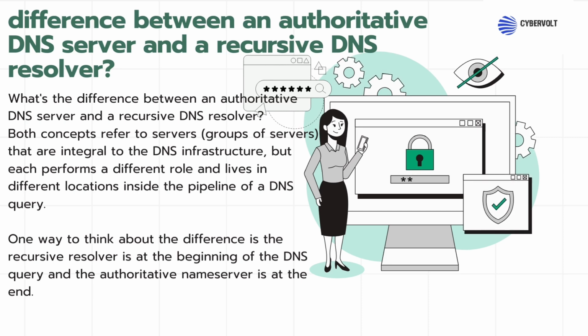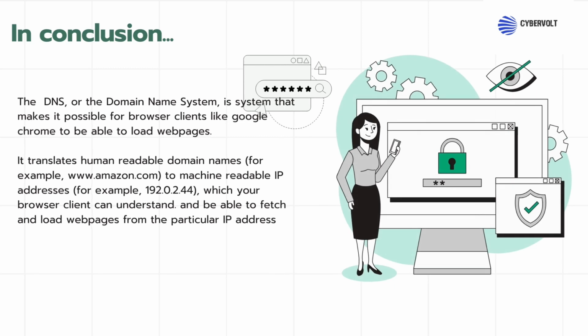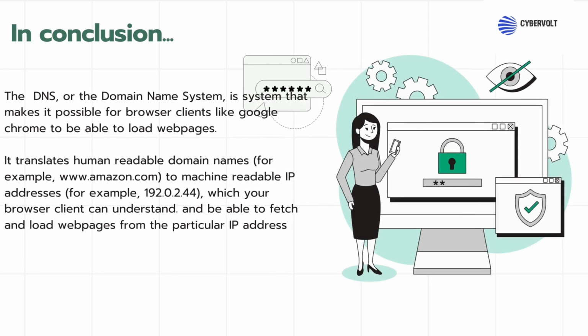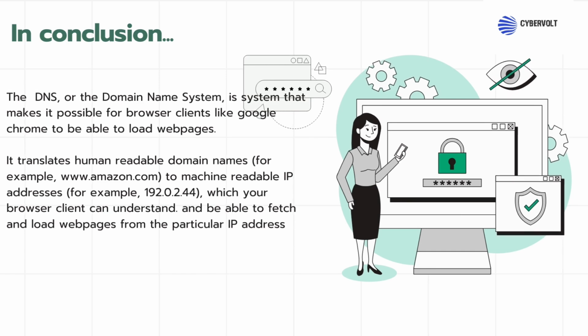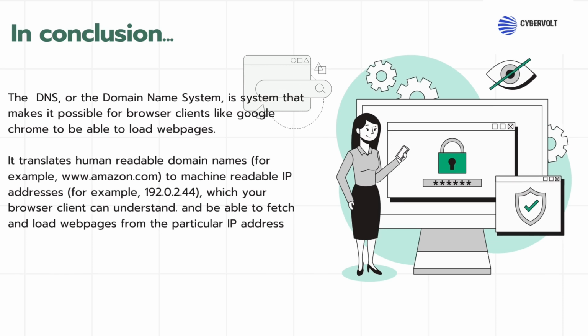In conclusion, the DNS, or the Domain Name System, is a system that makes it possible for browser clients like Google Chrome to be able to load web pages. It translates human-readable domain names, for example, www.amazon.com, to machine-readable IP addresses, for example, 192.0.2.44, which your browser client can understand, and be able to fetch and load web pages from the particular IP address.